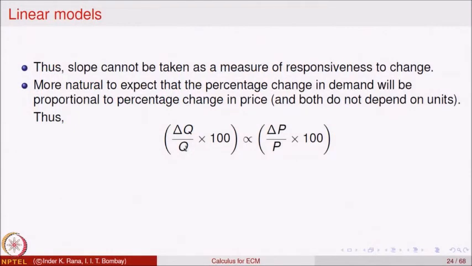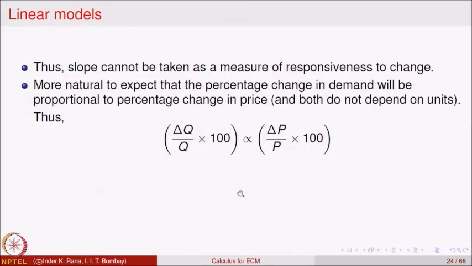This is represented mathematically as delta Q by Q. If at a price P, delta Q is the change in demand, then delta Q by Q is the proportional change, and the units will cancel out. So, the claim is that this should be proportional to delta P by P multiplied by 100. This is the percentage change in the price, this is the percentage change in the demand, and we are putting a hypothesis that this should be proportional to this.